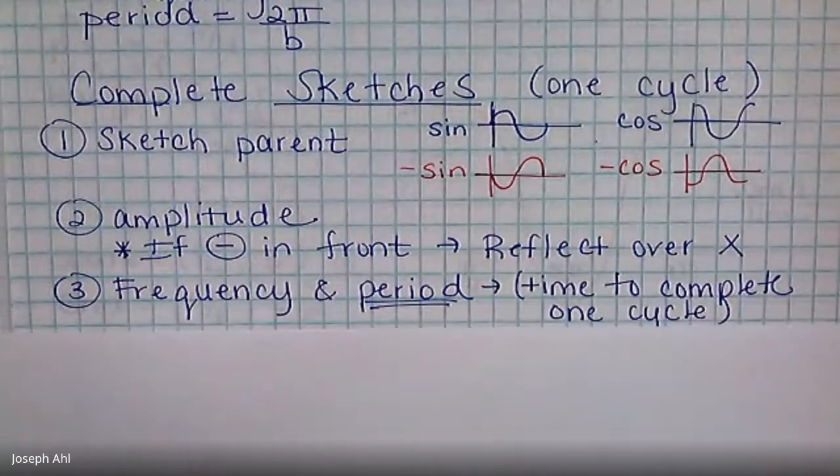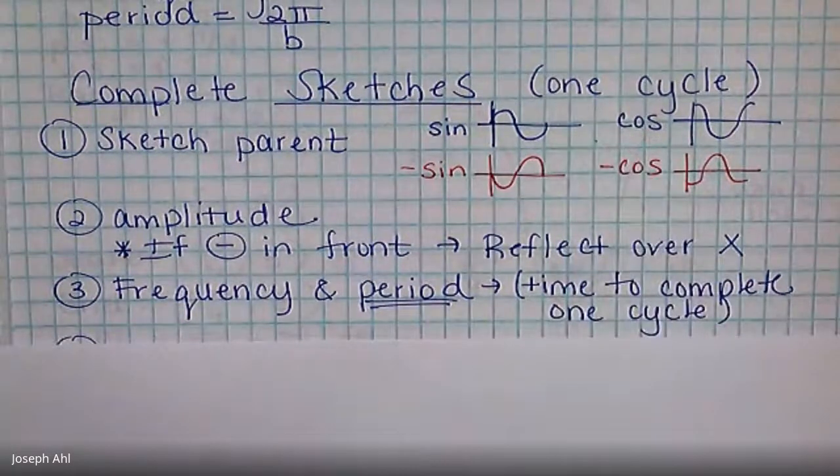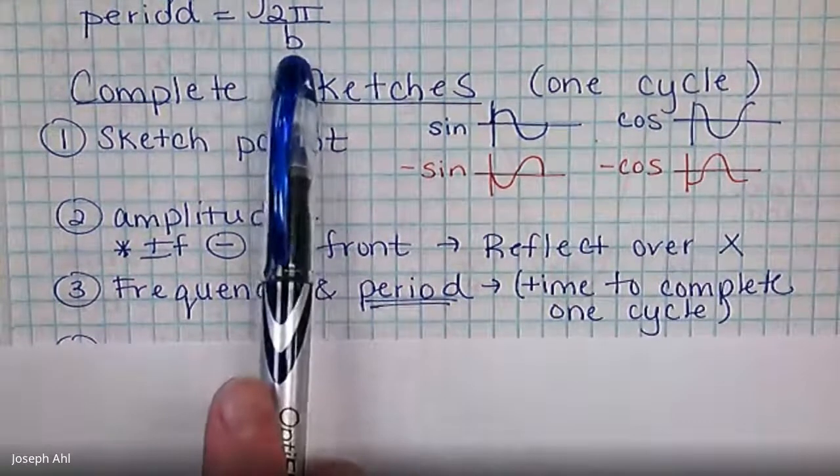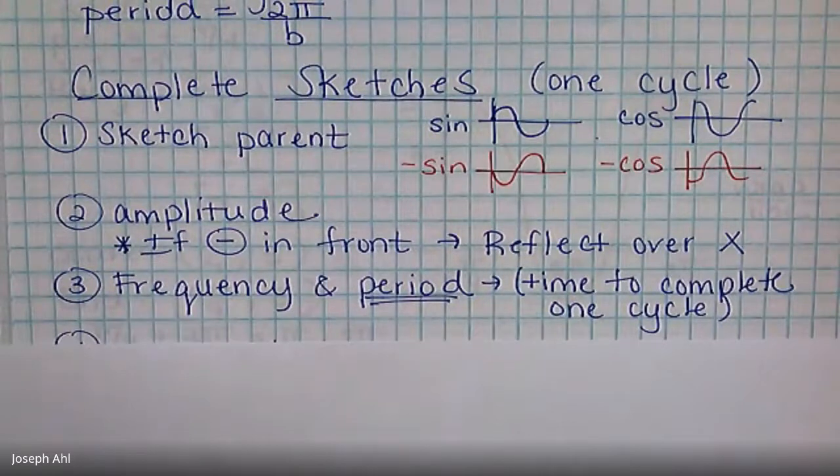Frequency and period. Remember, the period is the time it takes to complete one cycle. And if what I'm sketching is one cycle, the period will be really important for us to identify. And it's based on the frequency, right? It's 2 pi over b, where b is the frequency. That's something we've actually done for a few days now, so hopefully that's a concept that we're pretty comfortable with.